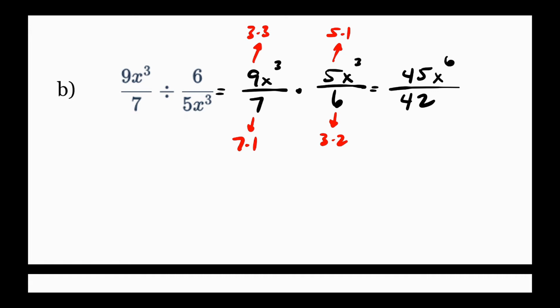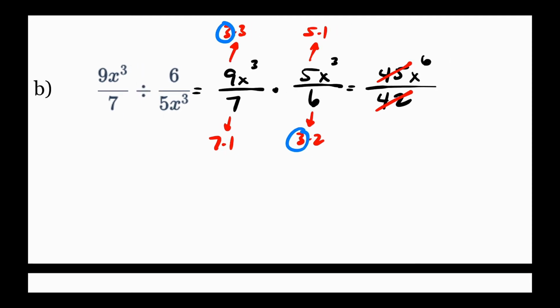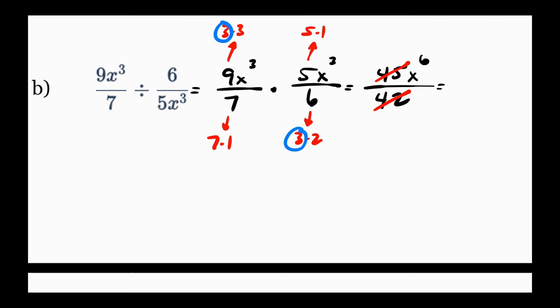Now I got to reduce them. Well, let's see. Looks like I had a 3 on top and a 3 on bottom. They share that. They also share a 1, but that's not going to do anything when you divide. When you divide by 1, that doesn't do anything. So I'm going to also divide these by 3. So 3 goes into 45 15 times. 3 goes into 42 14 times. Yep. Done.